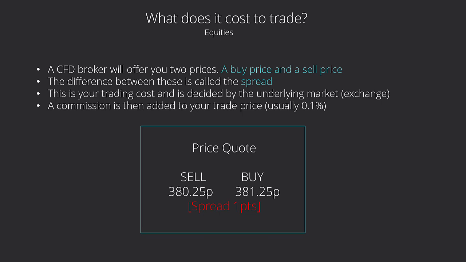So what does it cost to trade? Let's have a look at some equities. A CFD broker is going to offer you two prices. It's going to be a buy price and a sell price. We kind of alluded to that earlier with the little screen drawing pen we put up there. And the difference between those two is called the spread.